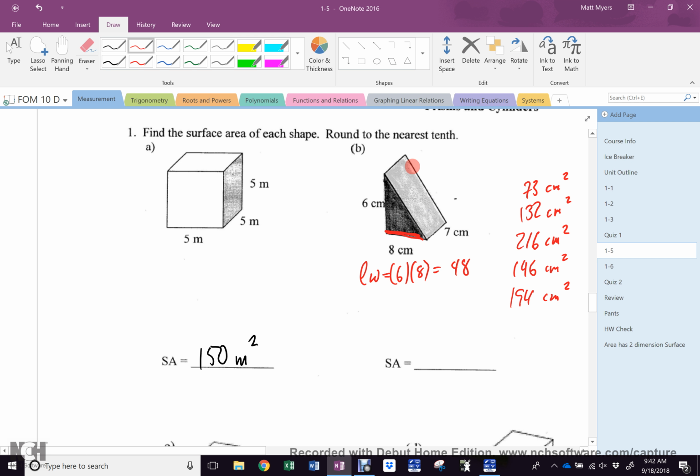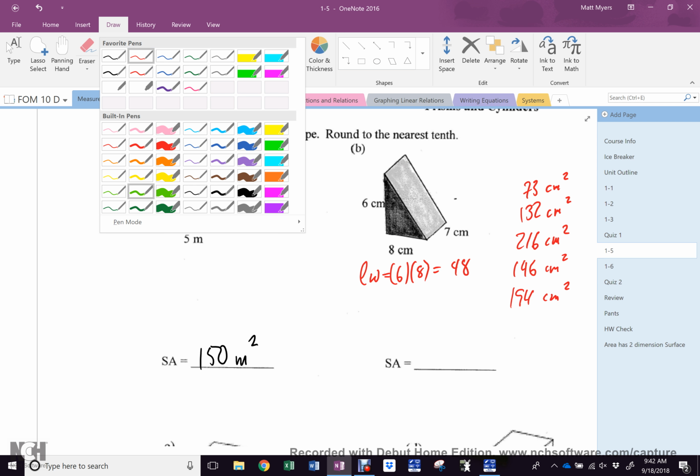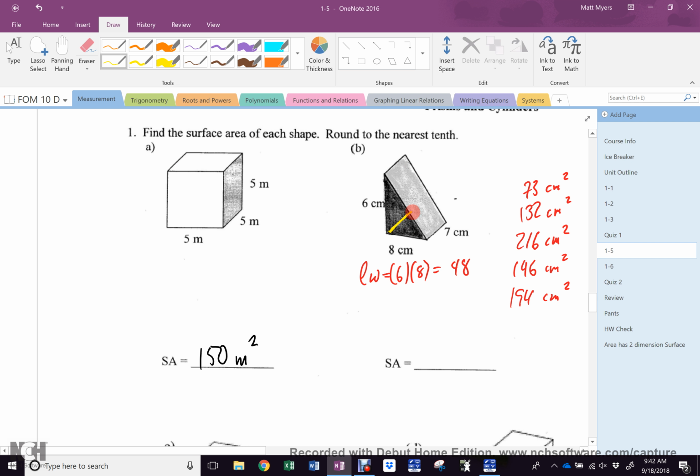Now, what about this? What about that? What did I just make? That's the bottom of it. You can't see it. What is it? It's another rectangle, isn't it? It's not a square because it's 8 and 7. It looks like a square, but it plainly says it is 8 and 7, right?